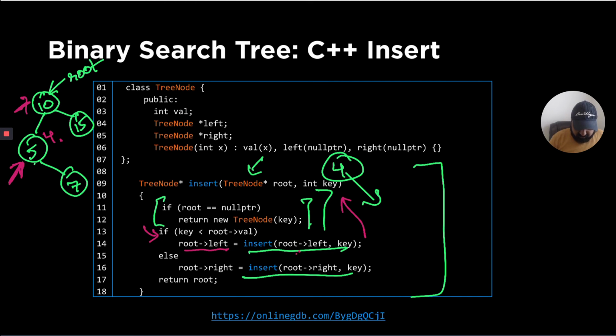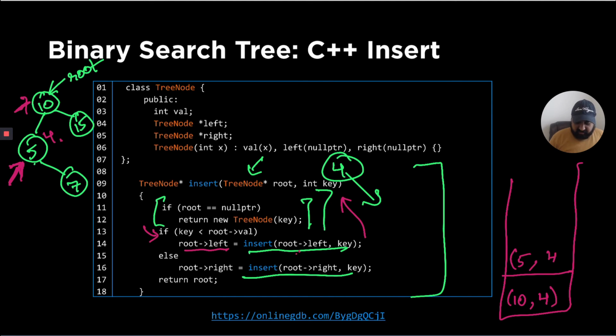It's going to check whether the key is less than root's value, which is key is now 4, and 4 is less than root's value, which is now actually 5, because we are in a different stack frame. The first time we called it, the root was 10 and the key was 4. Next time the new root is 5 and the key remains the same, which is 4. So these are different stack frames.